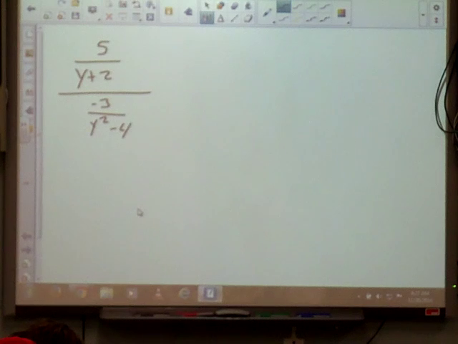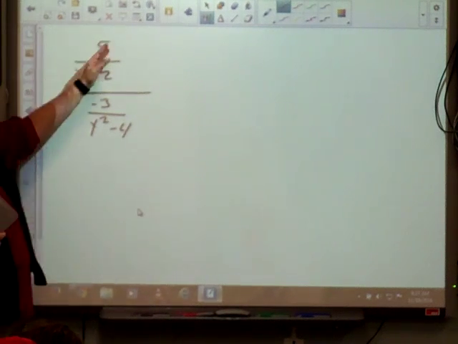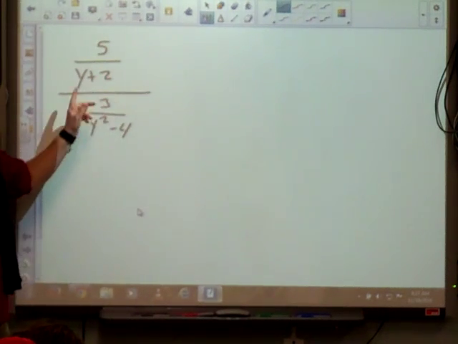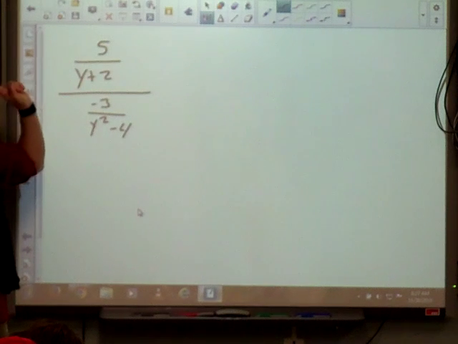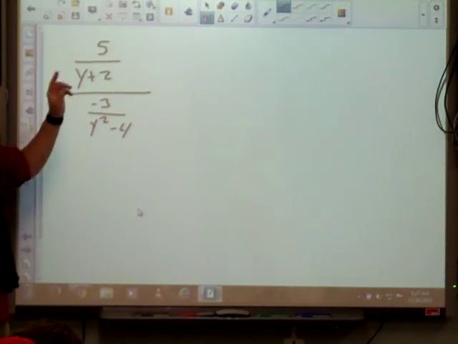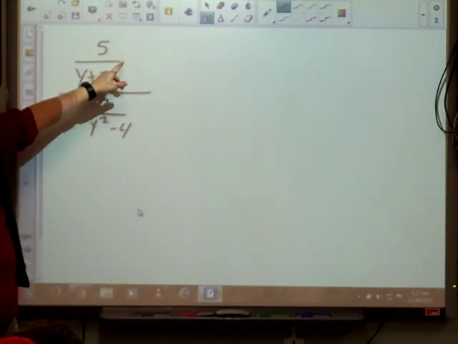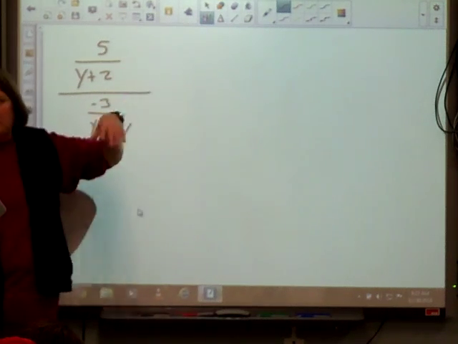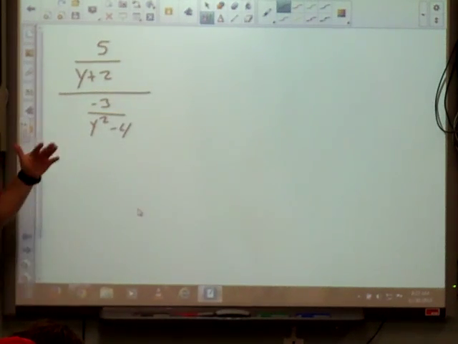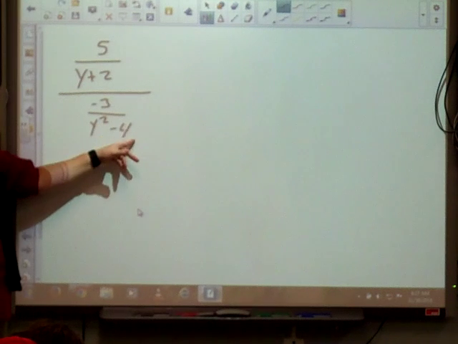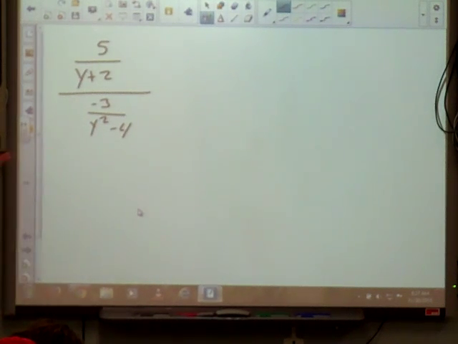Alright, this one is actually a little bit easier. Look back in your notes and compare this to the previous ones. On the top section, there's only one denominator. Yeah, it's a binomial, but it's still just one piece, right? If this had said 5 over y plus 2 plus something else, that would be like the rest of them. You see the difference in them? Same thing down here. One denominator. So it's a little bit easier.